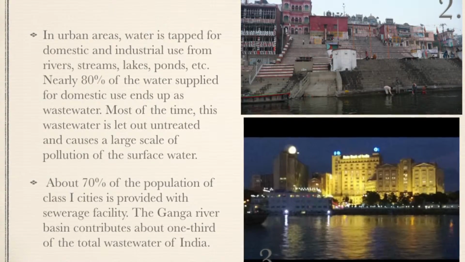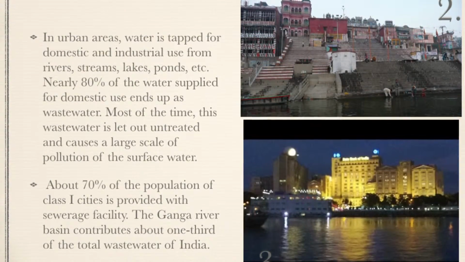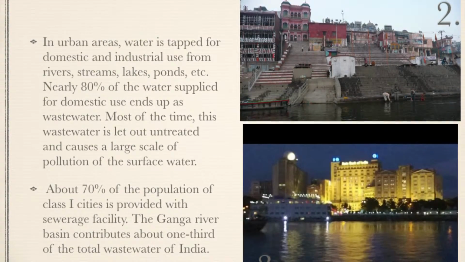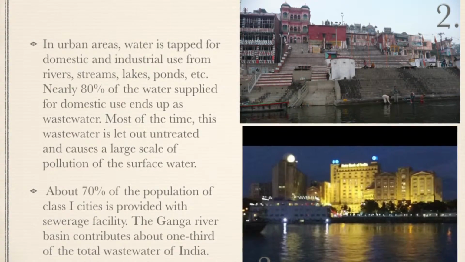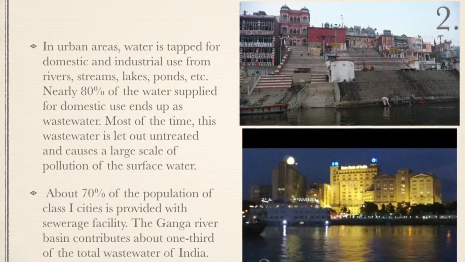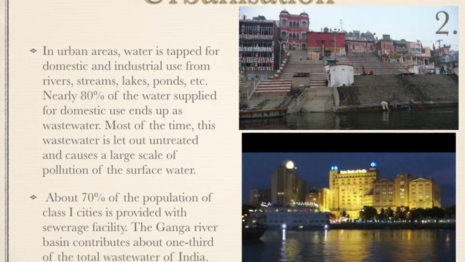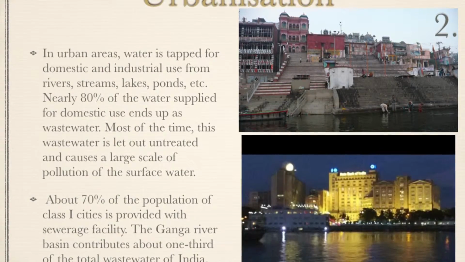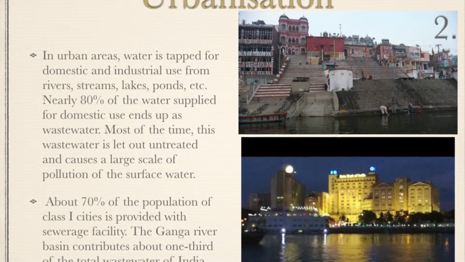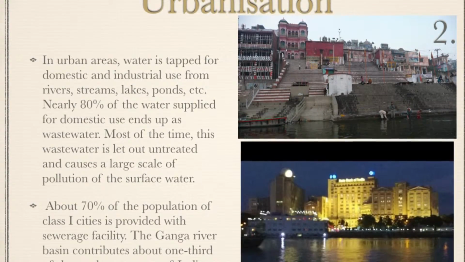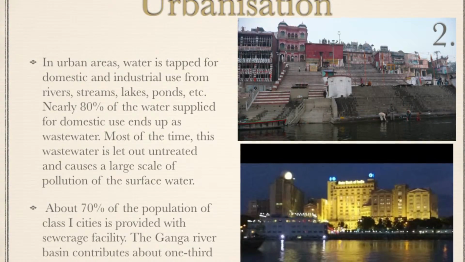Urbanization. In urban areas, water is tapped for domestic and industrial use from rivers, streams, lakes, ponds, etc. Nearly 80% of the water supplied for domestic use ends up as wastewater. Most of the time, this wastewater is let out untreated and causes a large scale of pollution of the surface water. About 70% of the population of Class 1 cities is provided with sewage facility.